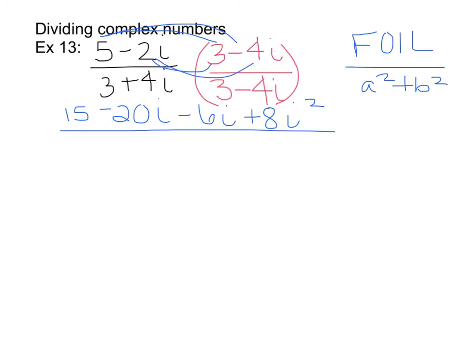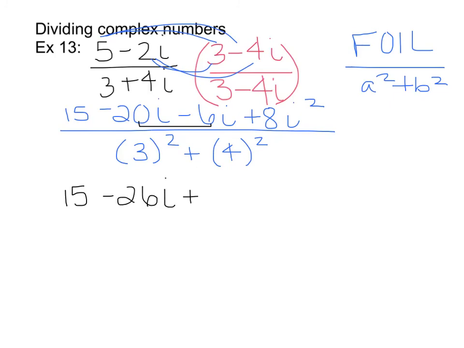Okay, in the denominator, the real term is the 3, the imaginary term is the 4. If you were to FOIL the bottom, you should get the exact same answer. So now bring down the 15 from the top. Minus 20i minus 6i gives me negative 26i. Bring down the 8. And I am going to replace that i squared with that minus 1. Okay, 3 squared in your denominator is 9. 4 squared in the denominator is 16.